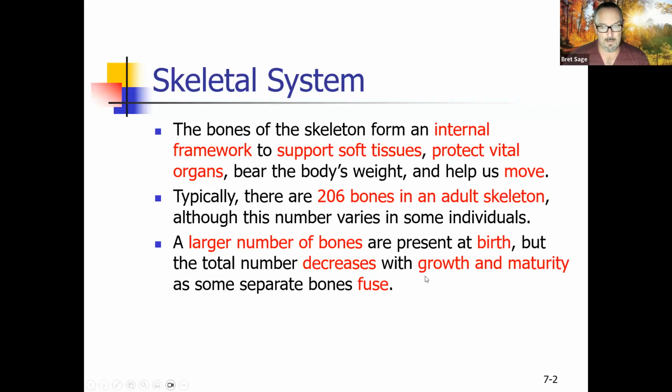Larger numbers of bones are present at birth, but the total number decreases with growth and maturity as separate bones fuse. Now, this is kind of like a riddle. Why do little kids have more bones than adults?